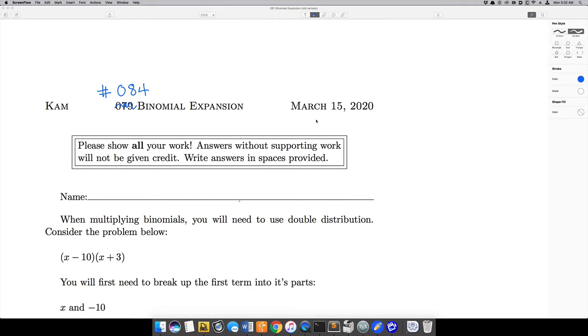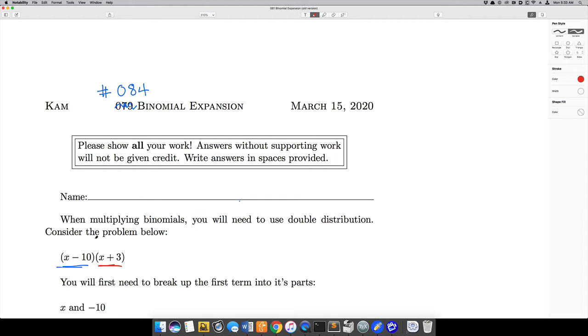Good morning. Today we're going to be talking about binomial expansion. When you multiply binomials, you have to multiply the first term by the second term. So you have to multiply the x minus 10 times the x plus 3.